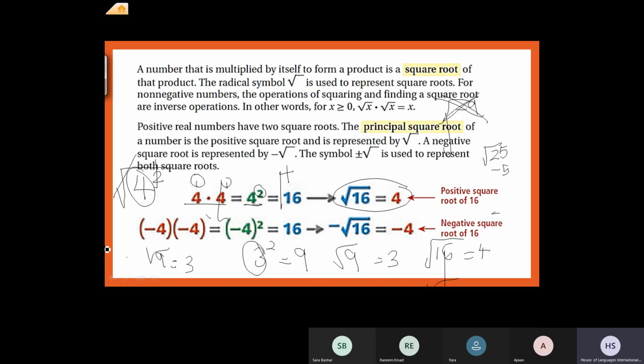Okay? Now, what do we have here? We have negative square root of 16. This is okay because the negative sign is not under the square root. It is outside of the square root, so it's okay. I have to find the square root of 16, which is 4, then I will get the negative sign. So the answer will be negative. Here, you multiply 4 times 4, which is 16, then multiply it by negative 4 to get negative square root of 16.